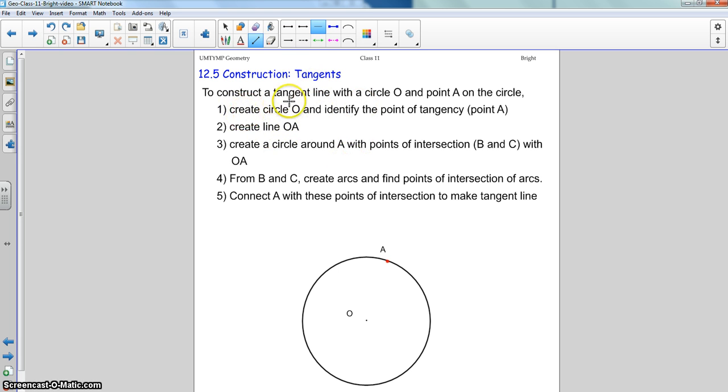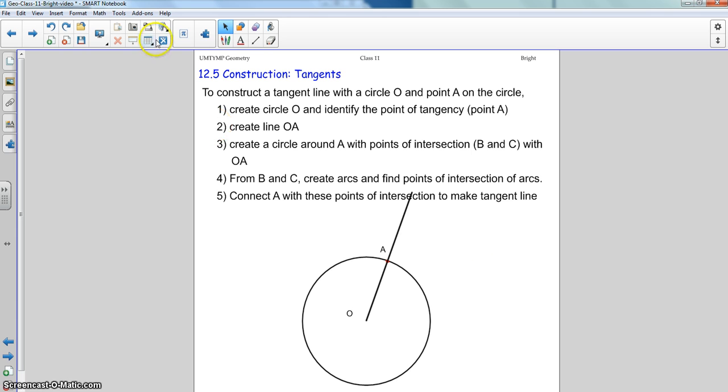So first step is create circle O and identify the point of tangency. Okay, we did that. Next is to create line OA. So I'm going to do a line segment, but from the center of the circle to that point A. Okay, and then it said create a circle around A with points of intersection B and C with OA. And actually, this does need to be a line, and I'm going to extend this so that we can create this circle.